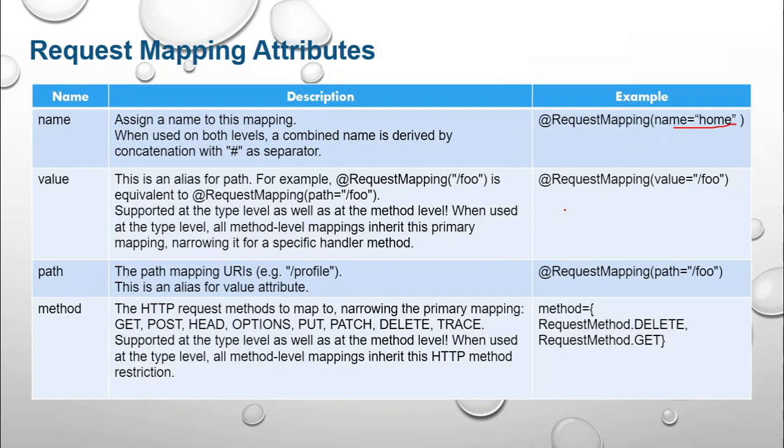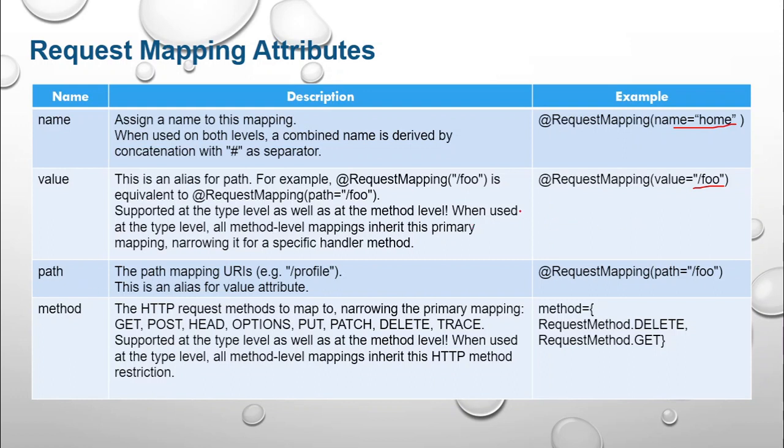Let's say we have given a request mapping annotation at the class level, and we have a handler method in the class itself that is also annotated with a request mapping annotation. That means the parent mapping will be the class level value, and the method level value will come after that. Let's say foo at the class level, and home at the method level. So it would be foo slash home. That is the value attribute.